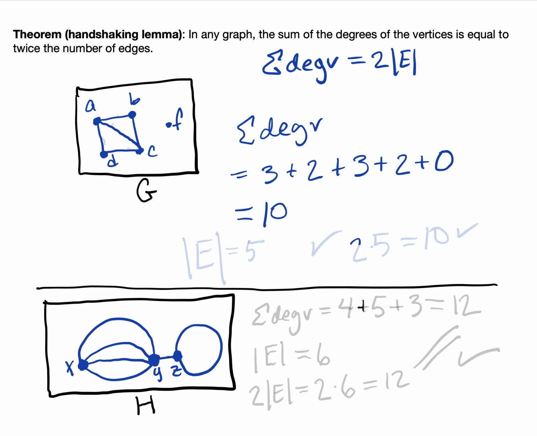And let's also look at how many edges are in the graph. So the number of edges in the graph is 1, 2, 3, 4, 5. There are 5 edges in the graph. So the cardinality of that set, the number of edges in that graph, is 5. And yes, it is true that 2 times 5, twice the number of edges, is equal to 10.